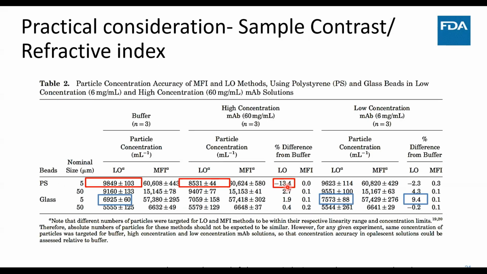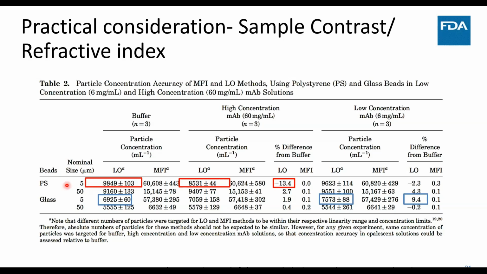And this data here, I don't have the reference, sorry about that, really highlights the challenge of the similarities in refractive index between your medium and your particles on your ability to accurately count your particles or determine the counts in your product. So this here was using light obscuration to quantify the number of polystyrene beads and glass particles in a buffer solution, in a highly concentrated monoclonal antibody solution of 60 milligram per ml, and a similar product at low concentration. Let's just focus on the highlighted things and not everything on the slide here.